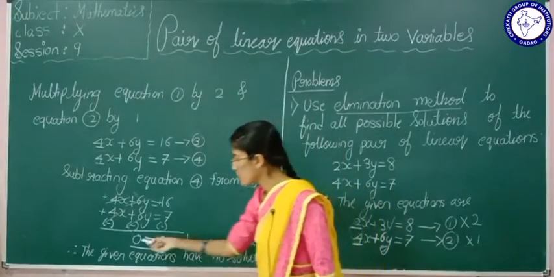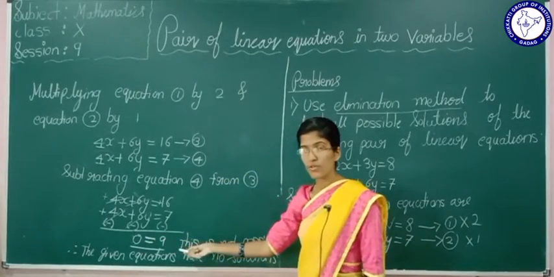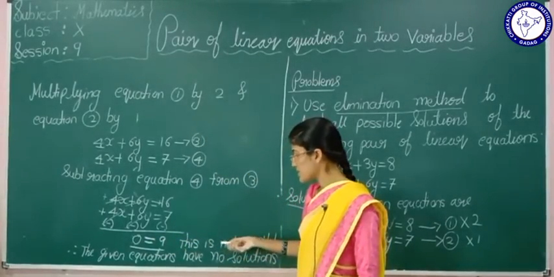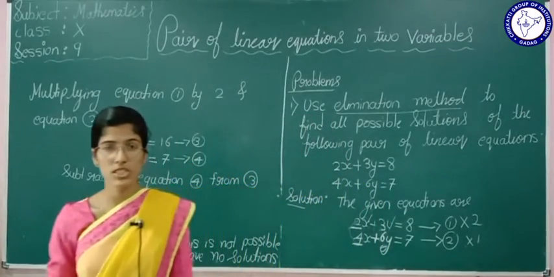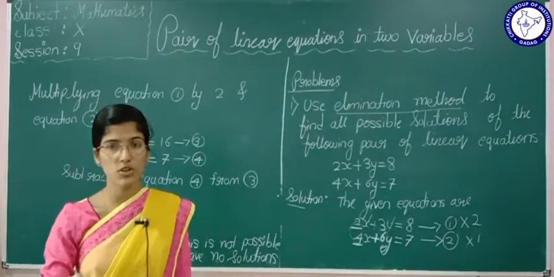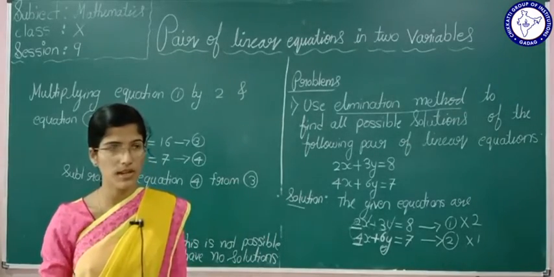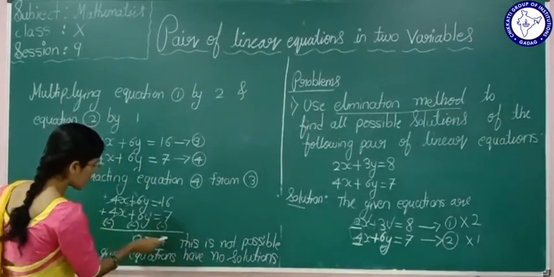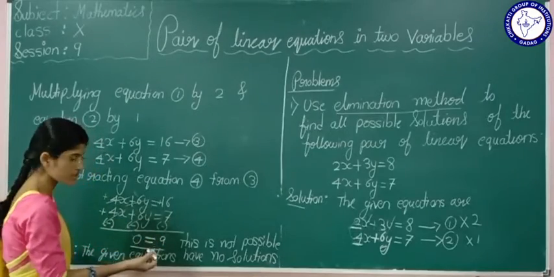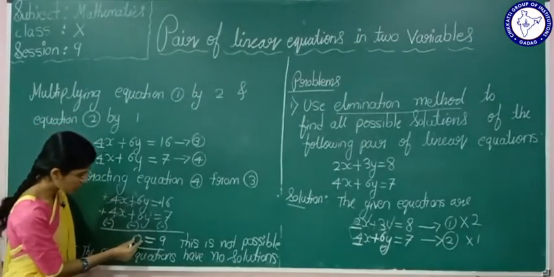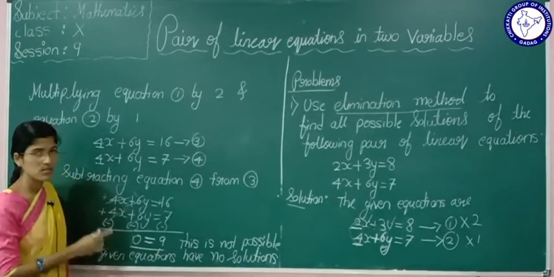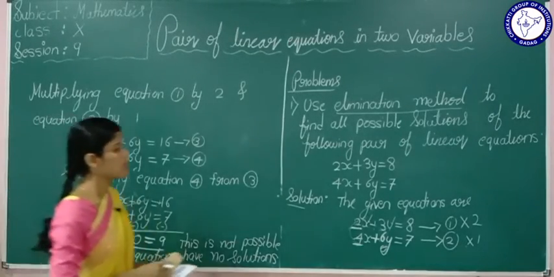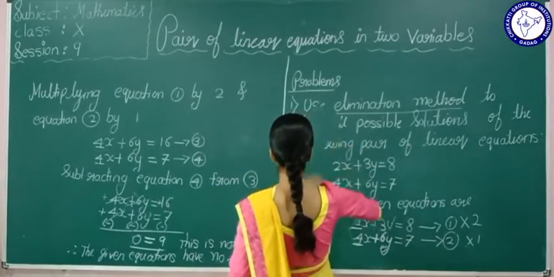Suppose if you got 9 is equal to 9 here, what would we tell? This is possible. Therefore, the given equations have infinitely many solutions. Suppose I got something different, one variable in terms of something, how to solve that? We will see this. Okay, this is understood? Now we will go for the second problem.